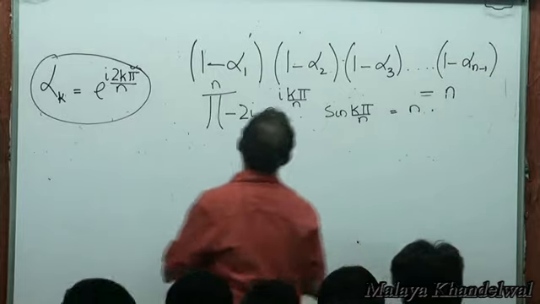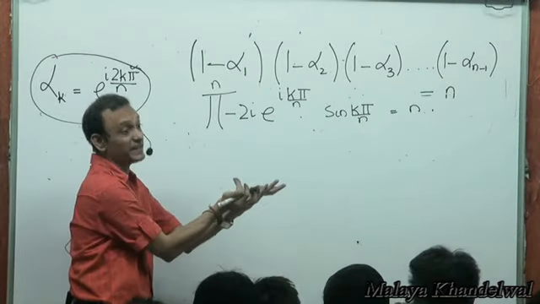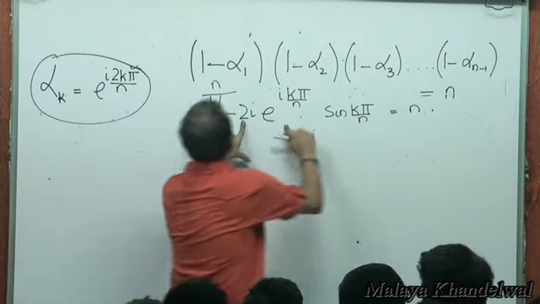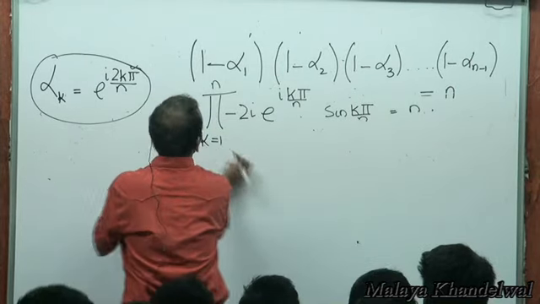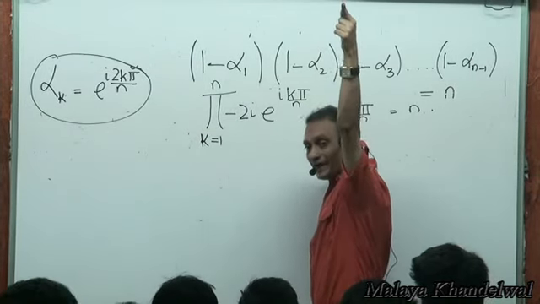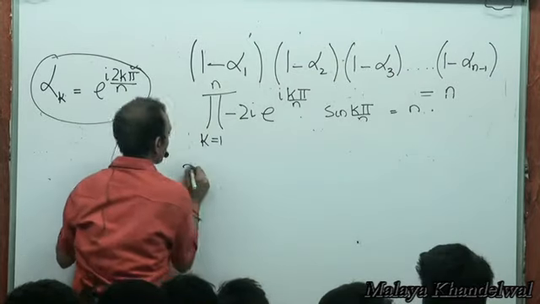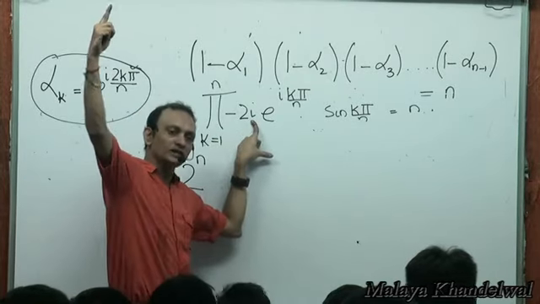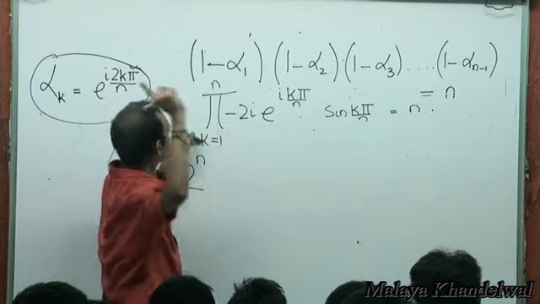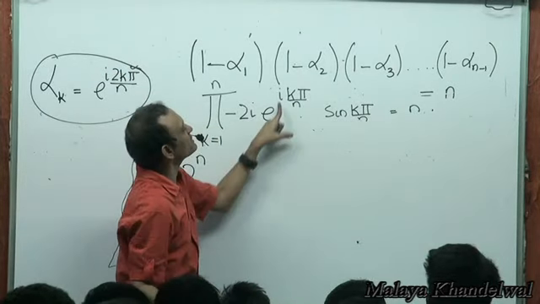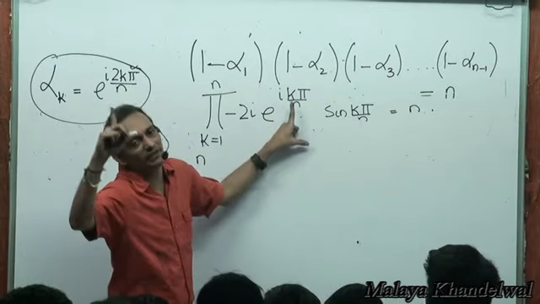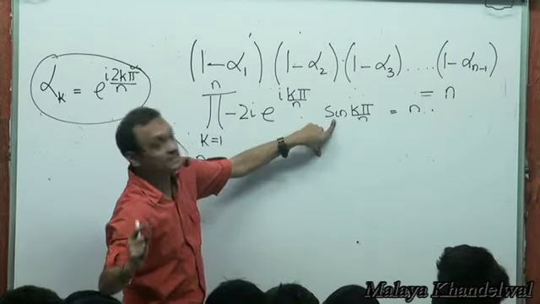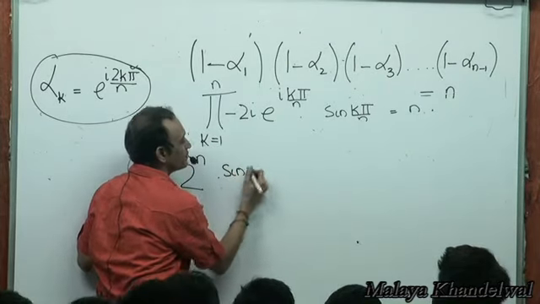Now, let me take the modulus of both sides. N is a natural number. The modulus of minus 2i will give me 2, and this 2 will appear n times, k equal to 1 to n, so this will become 2 to the power n. The modulus of minus i would be 1 for all the terms, so 1 into 1 into 1, n times, will be 1. Each of these e to the power i k pi by n, for any k, has modulus 1, so again that will be 1. And these would be, for k equal to 1, for example, sin pi by n.